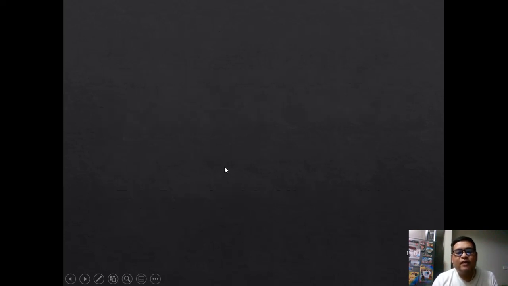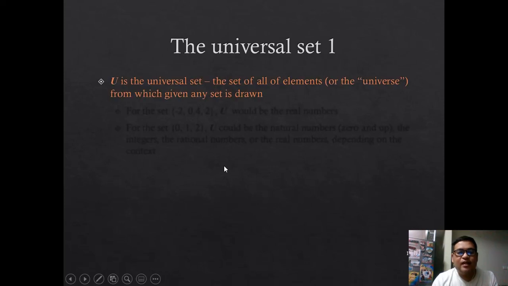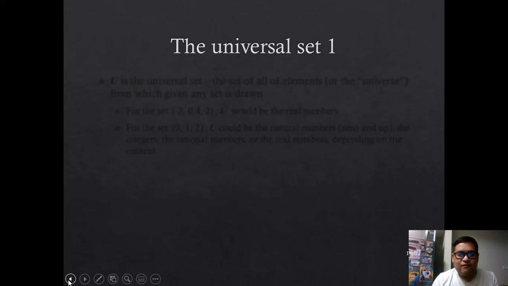And for the last slide, the universal set will be discussed in the next video, along with the different types of sets. So that's all, guys. If you have questions or clarifications, you can comment down below, and we'll discuss all your questions, comments, and clarifications in the next video lesson.